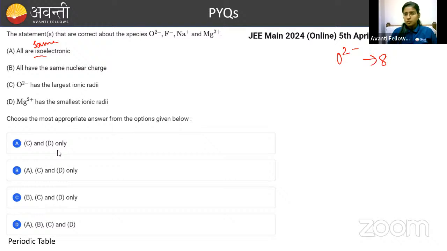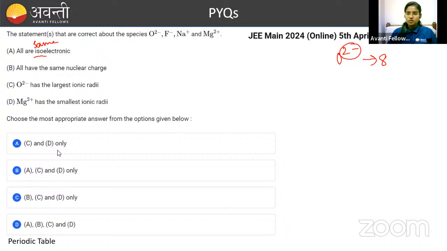They have 8 protons inside it. So what about the number of electrons? Oxygen has gained 2 electrons, so I have to add this 2 to the atomic number. Many of you are going for option A as the correct answer, and many more are going for option B. Now we'll discuss, and we'll see at the end which is the correct answer.